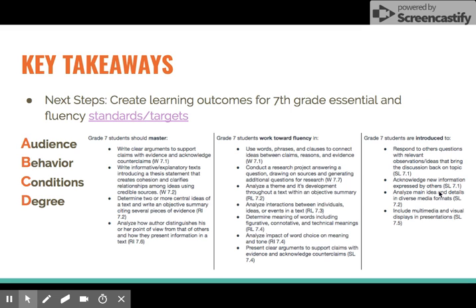So these are the key takeaways. And then our next steps are going to be to create learning outcomes for 7th grade essential and fluency standards and targets. I've linked our work document here so we can all just click on that. And then once we're all on the same document, we can get started.